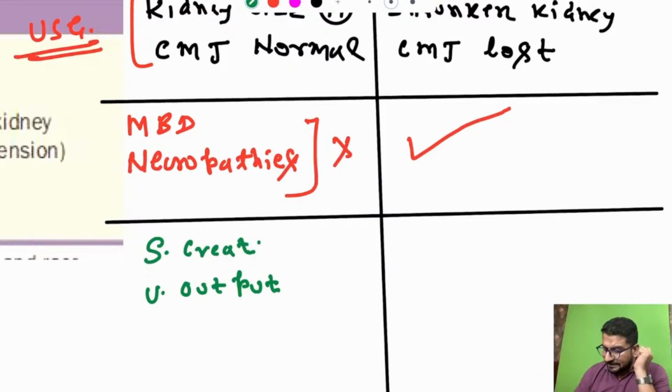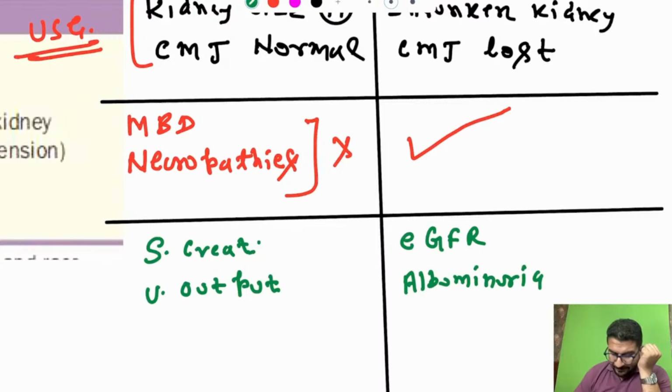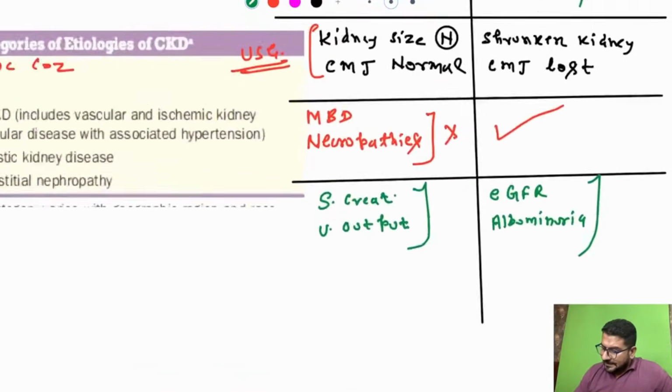But in CKD, what parameters do we check? In CKD the parameters by which we decide prognosis will be estimated GFR and albuminuria. So the parameters which are important in AKI are creatinine and urine output. The parameters which are important here will be eGFR and albumin. So understand this thing.